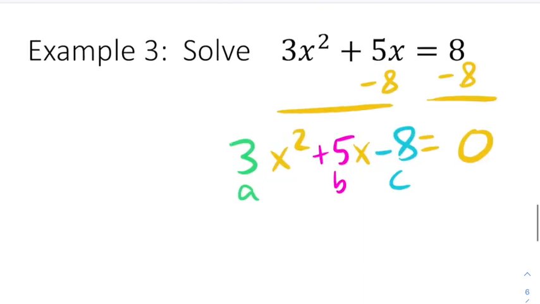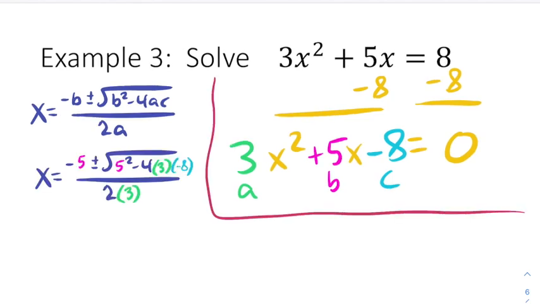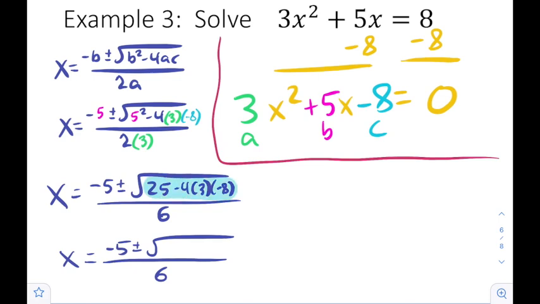So I'm going to label my a, b, and c and write out my quadratic formula. Next, I'll plug these values into the formula, and now I'm ready to start simplifying. I'll rewrite it and clean it up a little bit. I'm going to turn that 5 squared into a 25, and I'm going to save that mess for later, and then the bottom can clean up to 6. Now I can deal with the mess on the inside.